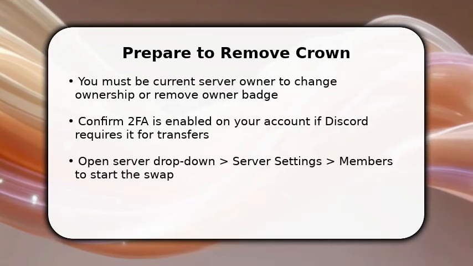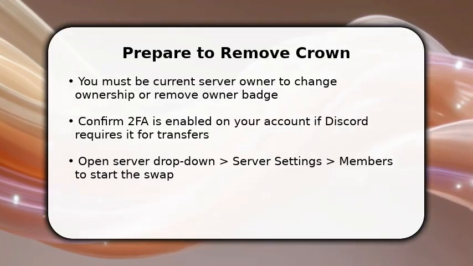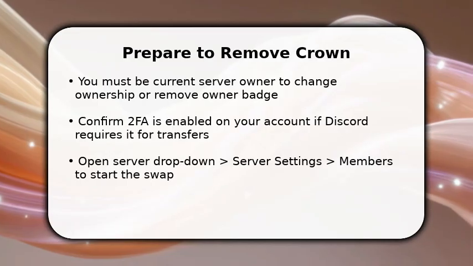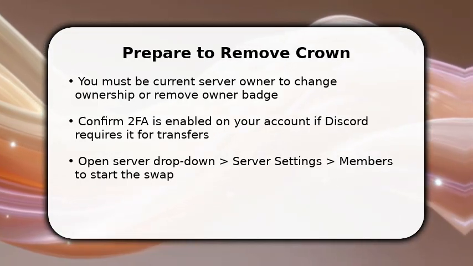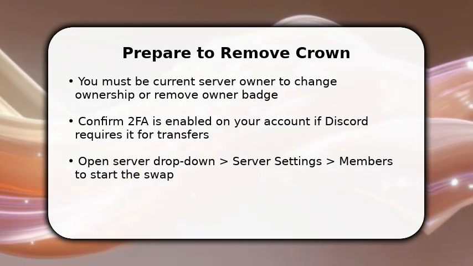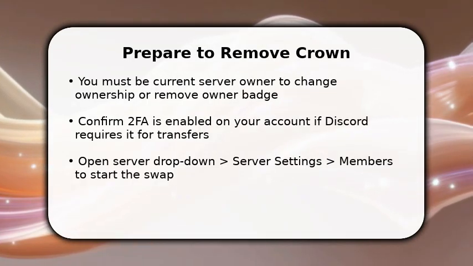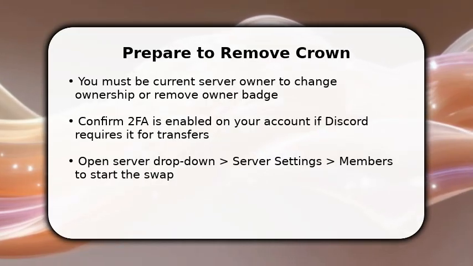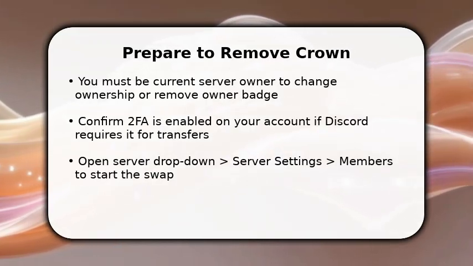You're starting with the essential prerequisites and the first actionable steps. You need to be the current server owner or have explicit permission to transfer ownership. Otherwise, you can't remove the owner crown. Once you've confirmed your account meets Discord's security requirements, open the server dropdown, choose server settings, and go to members.